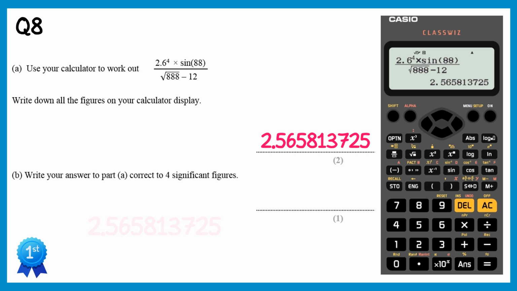To round this to 4 significant figures, we look for the 4th significant digit, which is this 5 here. The number after this is an 8, so we need to round up, so this 5 will become a 6. So the rounded number is 2.566.